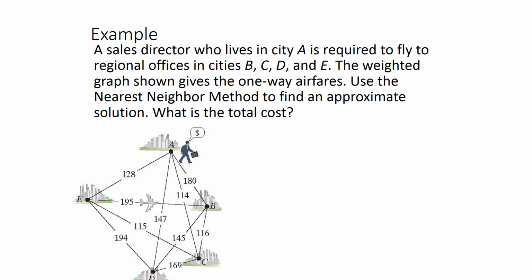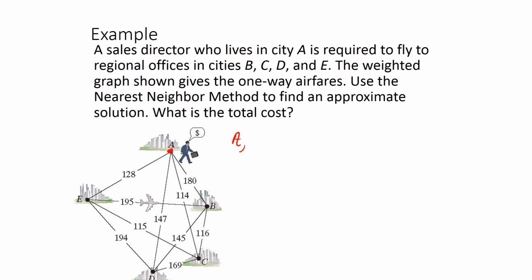A sales director who lives in city A is required to fly to regional offices in cities B, C, D, and E. The weighted graph gives the one-way airfares. Use the nearest neighbor method to find the approximate solution. And what is the total cost? So again, we are starting at A. We are not using brute force. We're using nearest neighbor, which is a lot less time consuming.